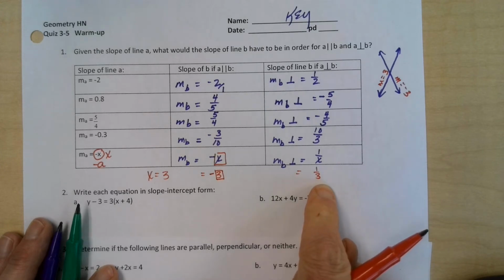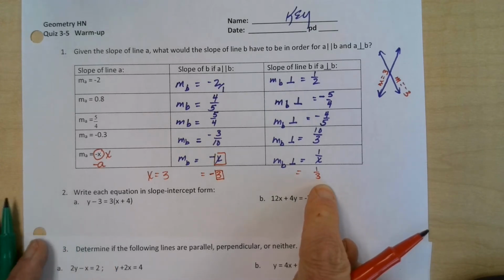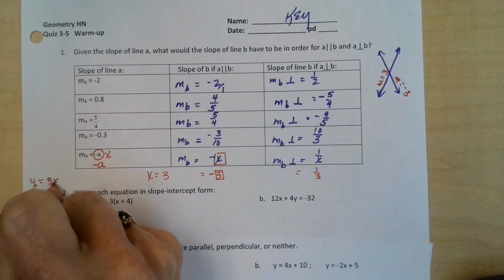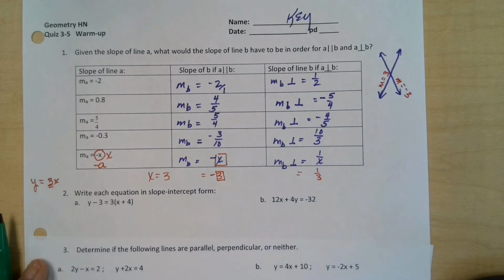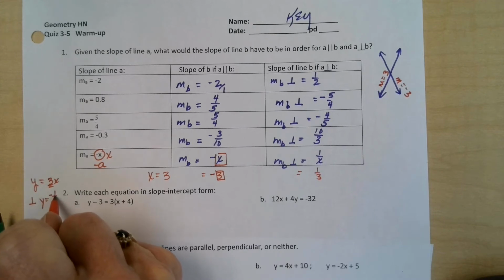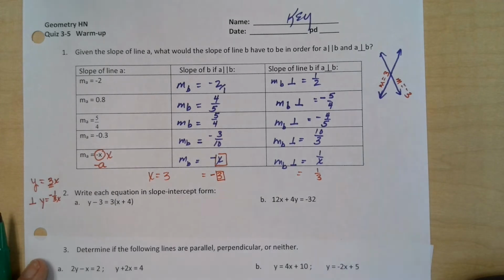But what if it was like 3x? If my equation was y is equal to 3x, in this circumstance my slope is 3, and then the line that's perpendicular would be y is equal to negative 1/3 x. There's my opposite, there's my reciprocal. Do you see it?